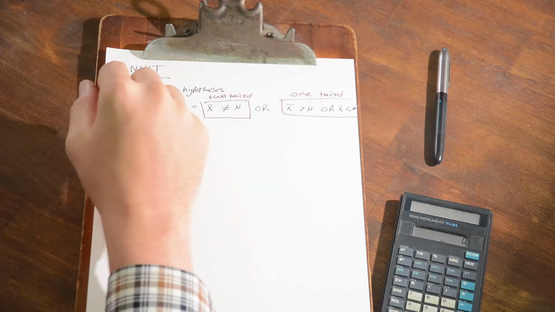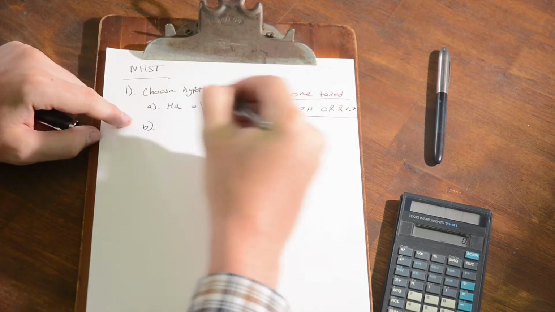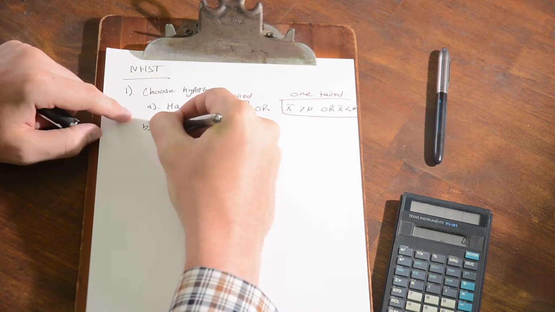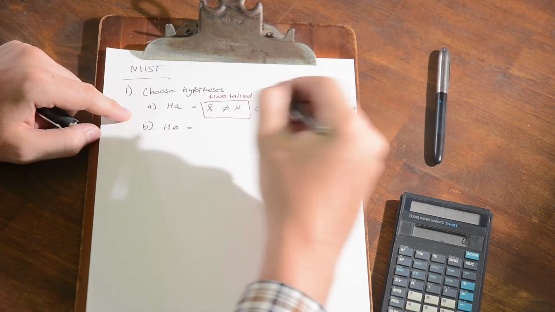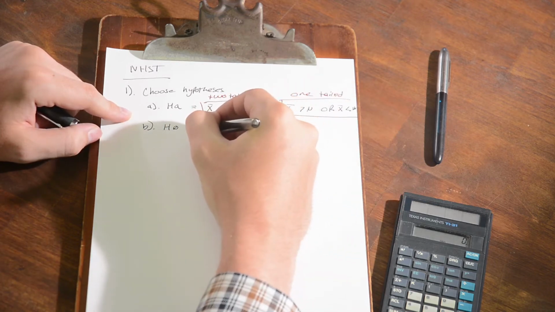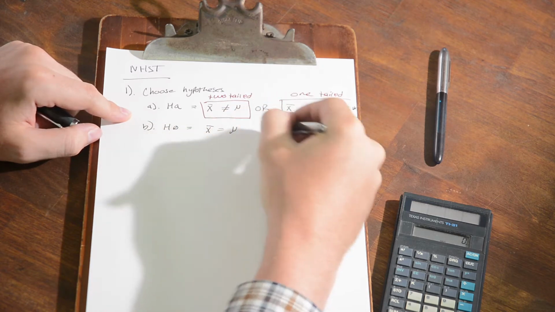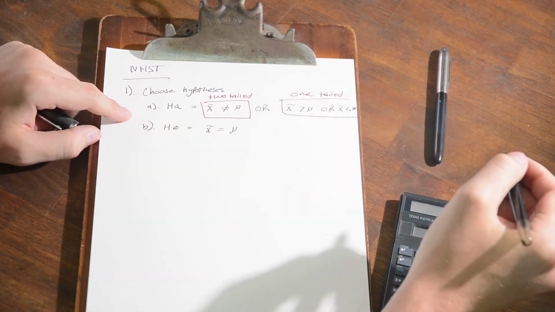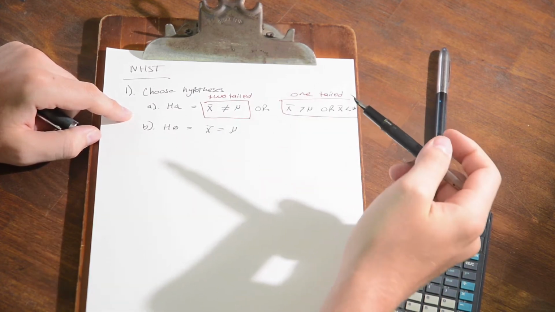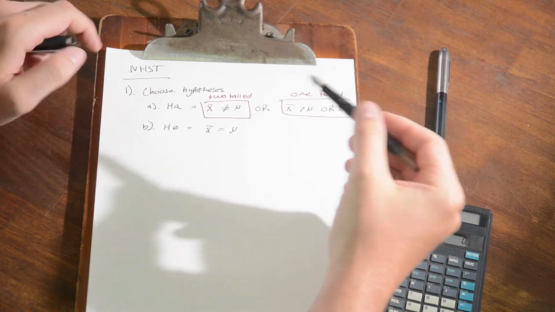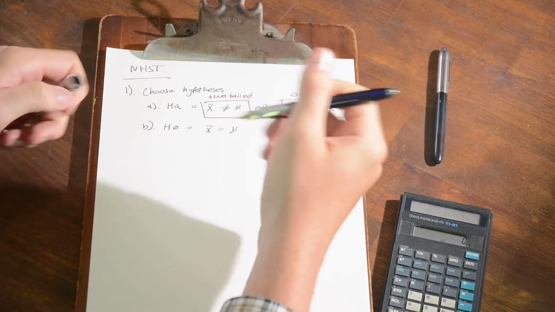Now, the next part is that we have to do part B. Here, we're looking at the null hypothesis, often referred to as H0. This is equal to x bar is equal to mu, or there is no difference between the sample we calculated and the population mean. With that under our belts, we can go on to the second step.